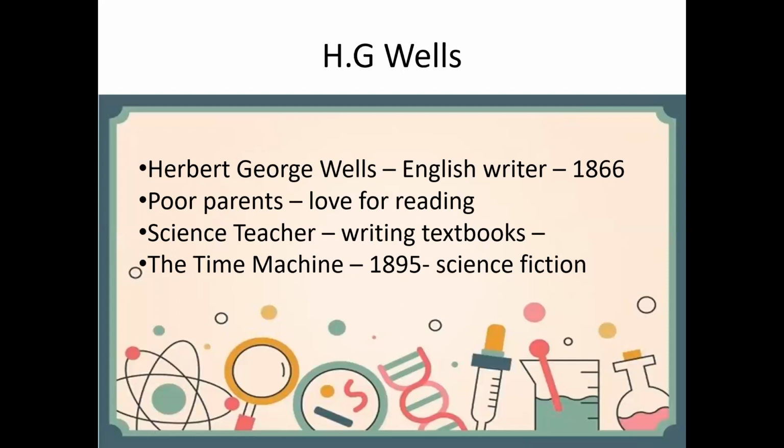Let's see the author H.G. Wells. The author Herbert George Wells is an English writer. He was born in 1866 to poor parents in London. He loved reading and became a science teacher. He initially published science textbooks. Afterwards, he published his first science novel, The Time Machine, in 1895, which paved the way for his popularity.